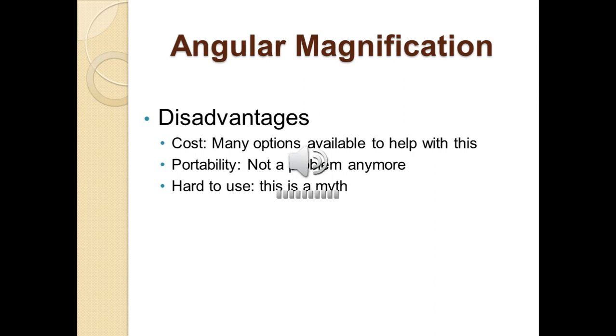The other thing is there are options available to help with the cost. Many state agencies help with them. The VA is a very good system for getting electronic magnification through. And so there are ways to help with financing the cost of them. And the truth is, for what they do and the amount of independence that they can give, really they're worth every cent that would be paid.